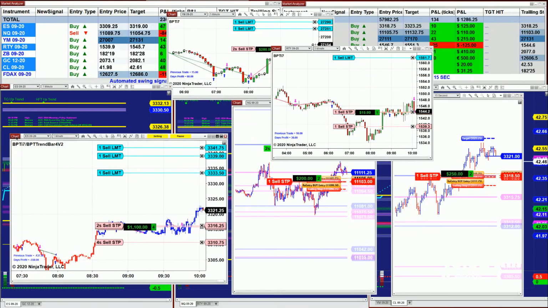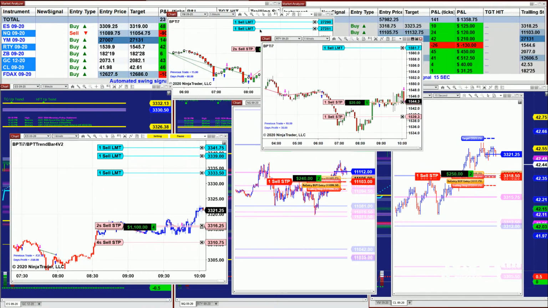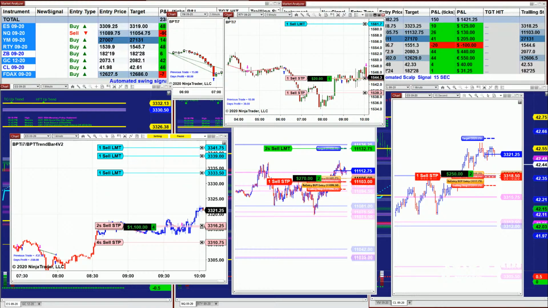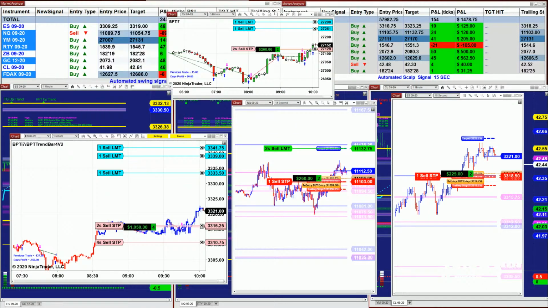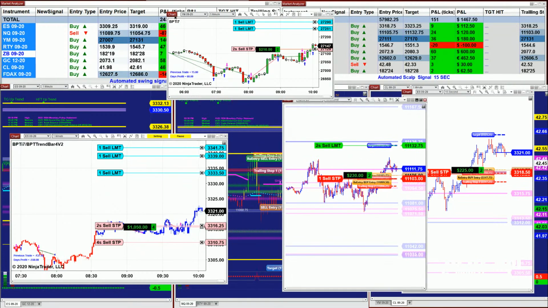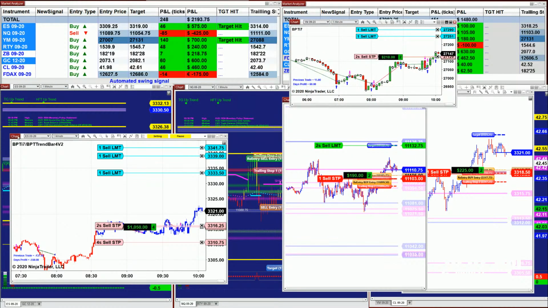So there's an immediate drop on the Russell. We will keep our eye on it. It seems like the market is turning around. Let's look at the chart.